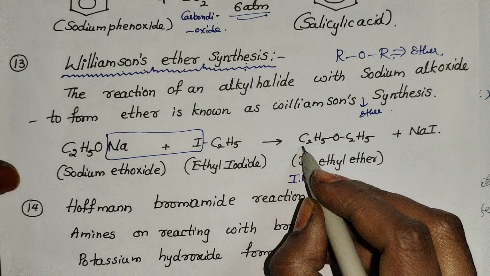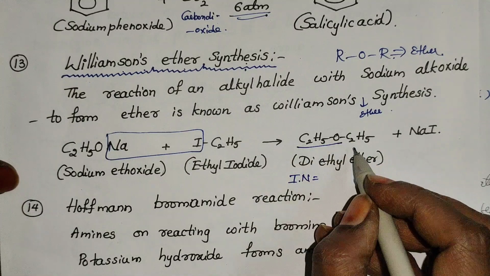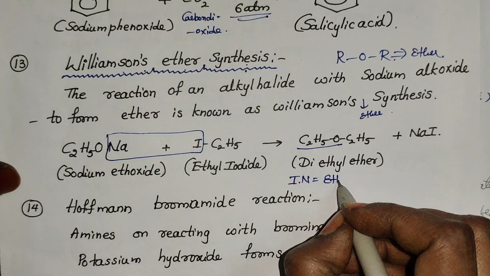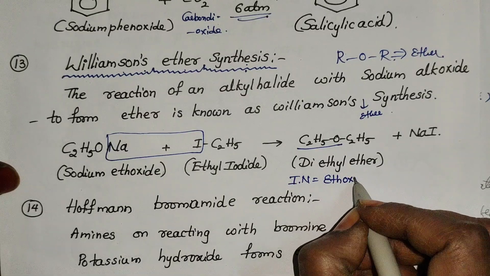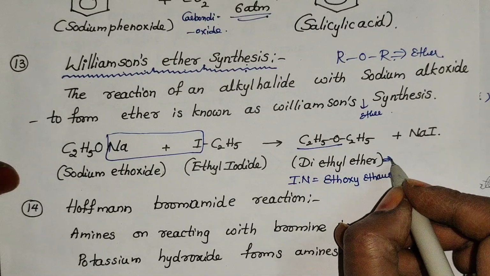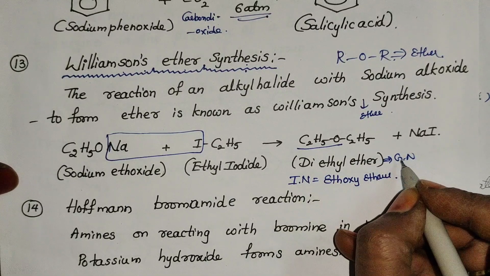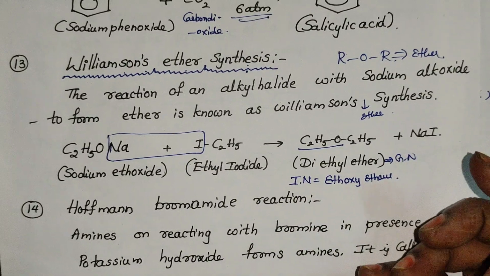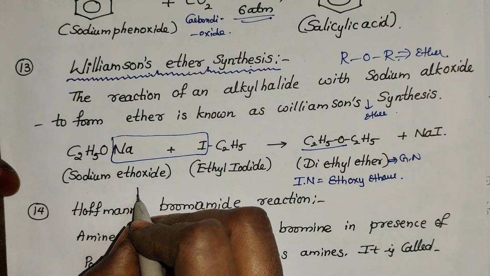What is the name of that one? Ethoxy. One is the main chain, another one is a substituent. That is why the IUPAC name of diethyl ether is ethoxyethane. Diethyl ether is the general name, ethoxyethane is the IUPAC name. Simple. Again listen carefully.